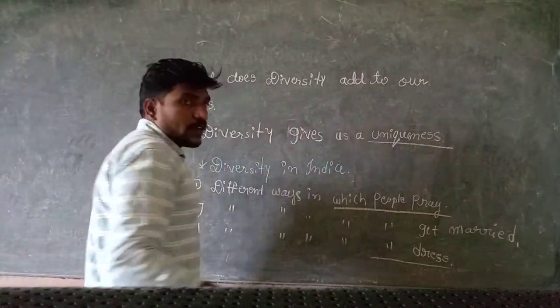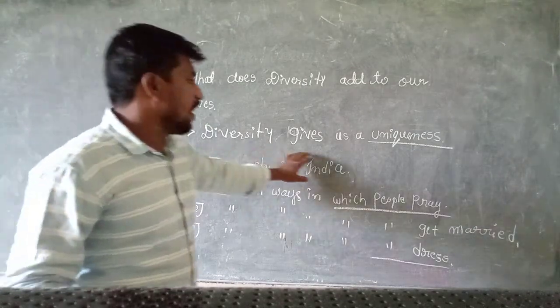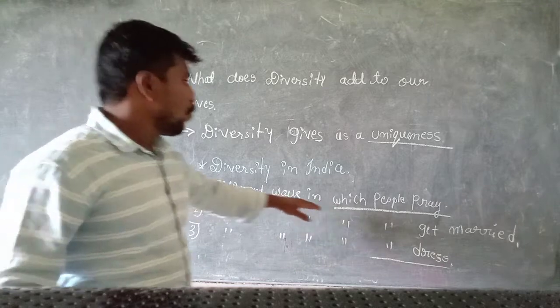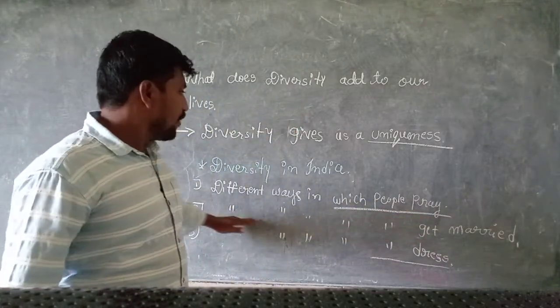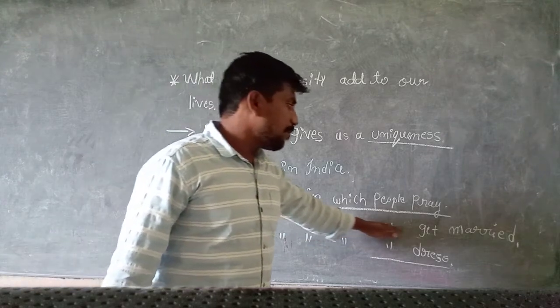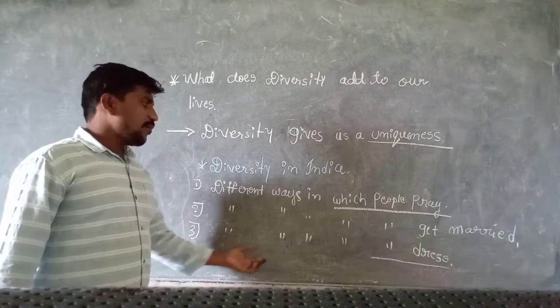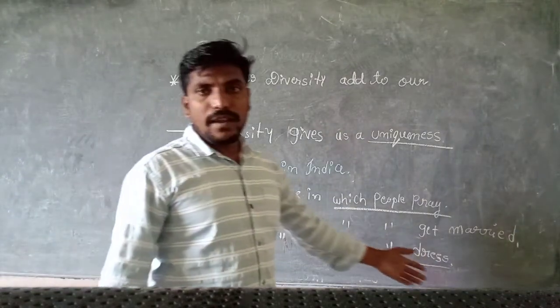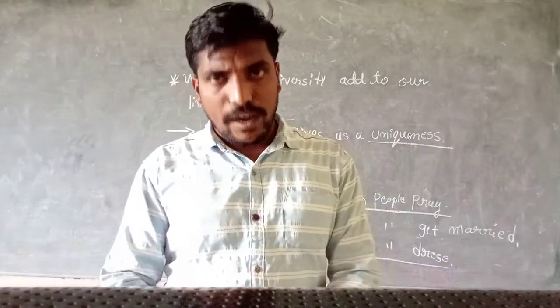So today we have studied three main points. Diversity in India, the ways in which people pray, the different ways in which people get married. Our third point is the different ways in which people dress, right? So three major points we have discussed.